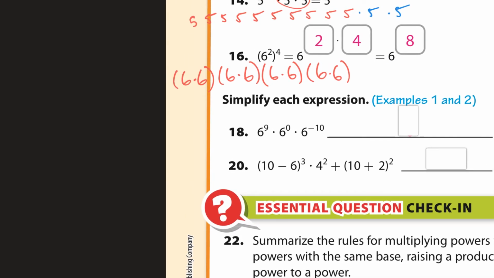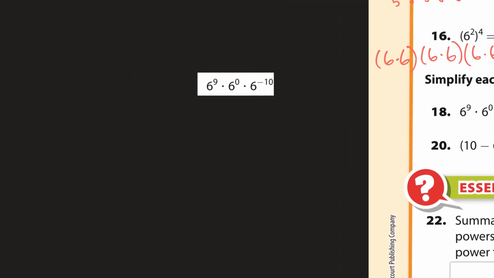Now, this one takes a little bit of thinking here. So let me bring this out over here and explain this one a little bit more in detail. So 6 to the 9th. 6 to the 9th is 1, 2, 3, 4, 5, 6, 7, 8, 9. Okay, that's 6 to the 9th.